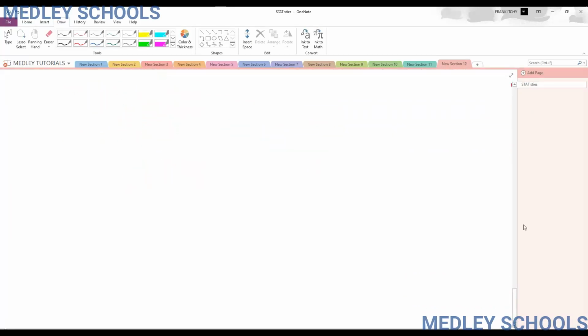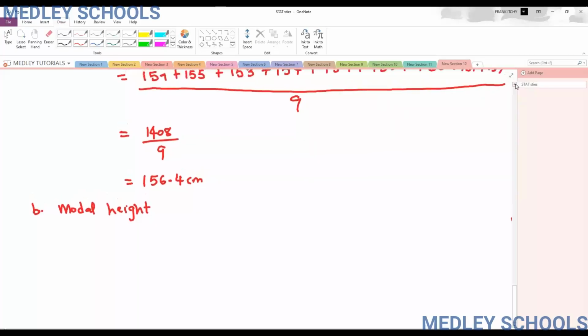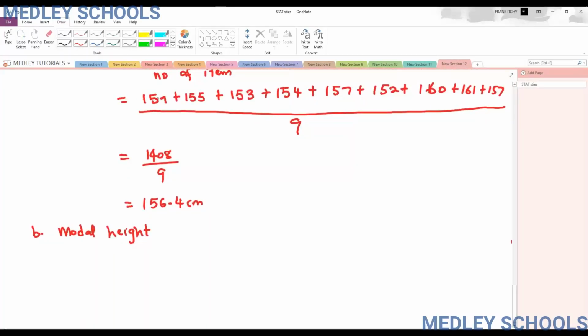Now the B part of the question asks us for the modal height. Now the modal height is the highest occurrence height. Now if you look at the information given to us very well, you discover that we have almost all of them 1 time, but 157 occurs 2 times. So that means the modal height is 157 centimeters. Now the next one is the median.